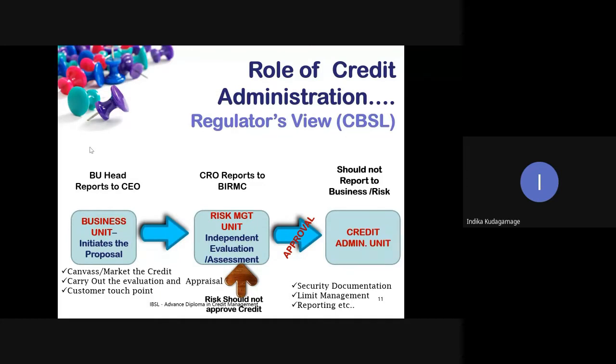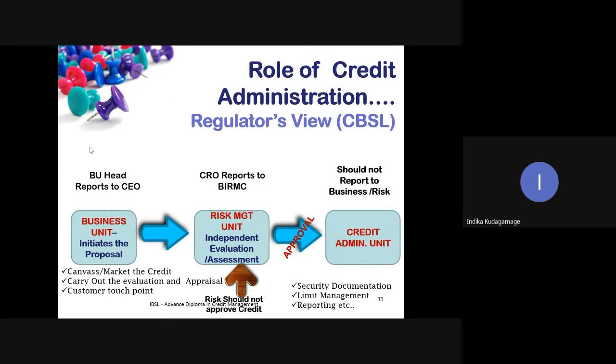So BCBS came and said, don't do this kind of thing. Whoever brings the business should not be approving. The sales function, the credit evaluation and approval function, and the loan disbursement and system function have to be three different units, right? The front line will report to the business head, whereas the risk line will report to the board integrated risk management committee, the risk head or chief risk officer. Then the credit admin or operational unit will report to the chief operating officer of the bank, or the person who is heading the operations of the bank.